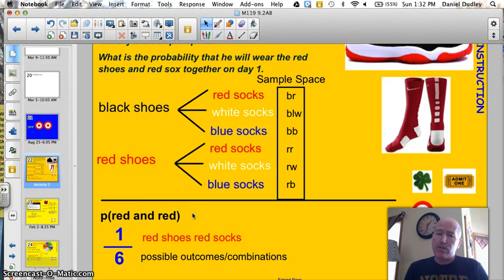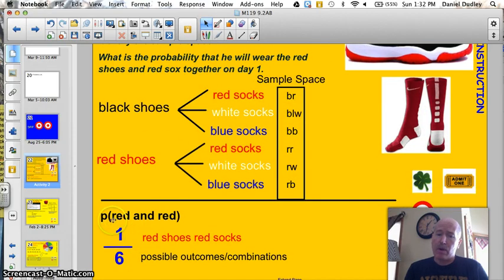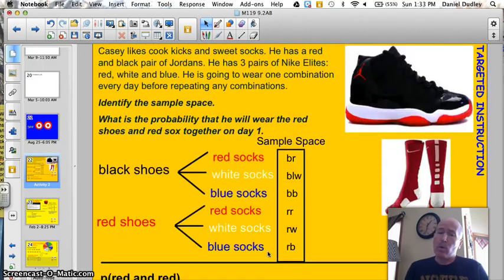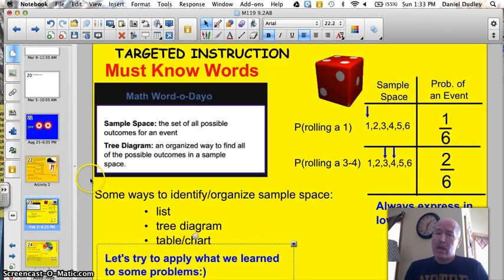Therefore, the answer to my sample space question is right here. Here are the 6 possible combinations, and the answer to the probability question is down here. The probability of red and red, well, there's 1 chance out of 6 possible outcomes or combinations. 1 in 6. That's what we're going to be working with tonight, sample space, and using that to determine probability.